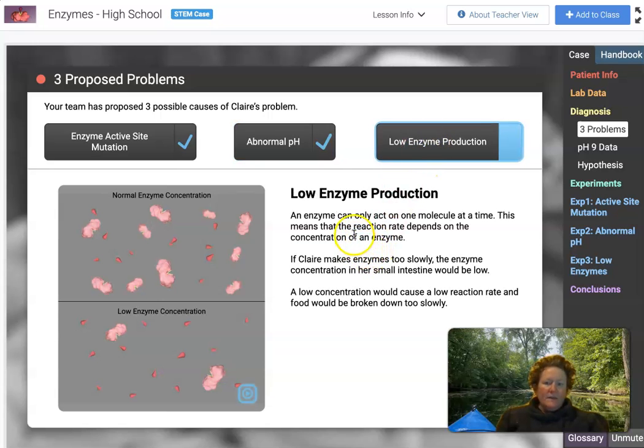An enzyme can only act on one molecule at a time. This means that the reaction rate depends on the concentration of an enzyme. If Claire makes enzymes too slowly, the enzyme concentration in her small intestine will be low. So here's low enzyme concentration, here's a higher enzyme concentration. This isn't very efficient, where this is far more efficient. Think of checkout lines at the grocery store. If there's only 2 cashiers, it might be a really long time before you get checked out. If there are several cashiers working the checkout line, things will probably go faster.